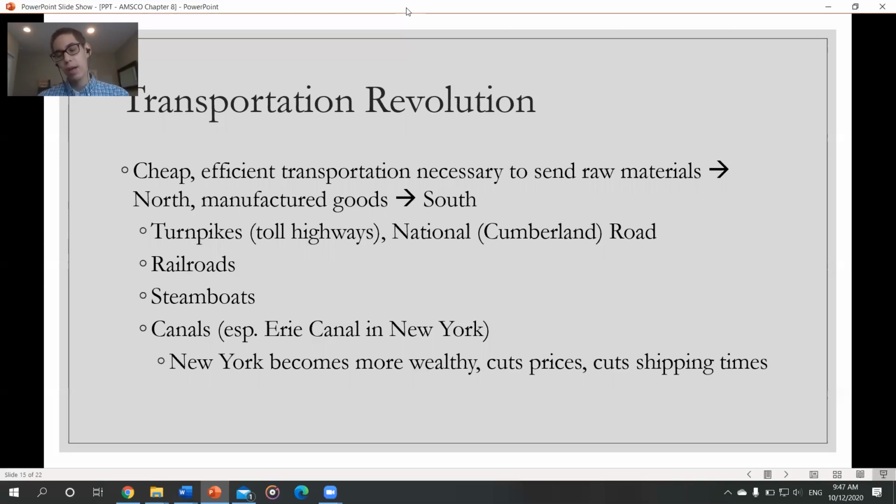But as they did start to industrialize in the 1800s, two main terms or concepts that we need to be familiar with: the transportation revolution and the market revolution. The transportation revolution is taking what Henry Clay did with the American system and just building off of that. You got more roads, railroads, steamboats, canals that are allowing the transportation of raw materials from the south and west up to the north, and then manufactured goods up from the north down to the south and the west.